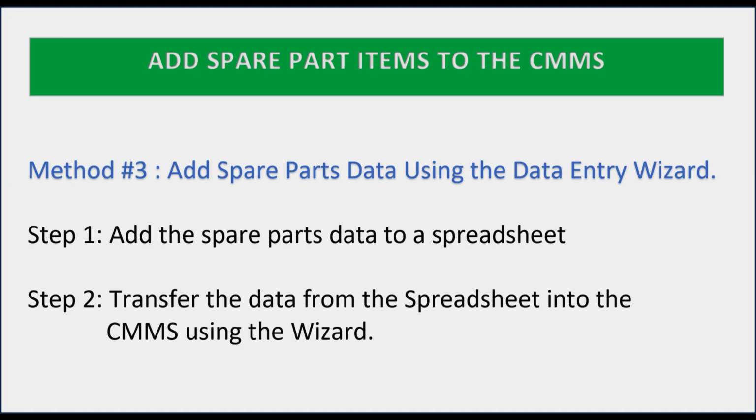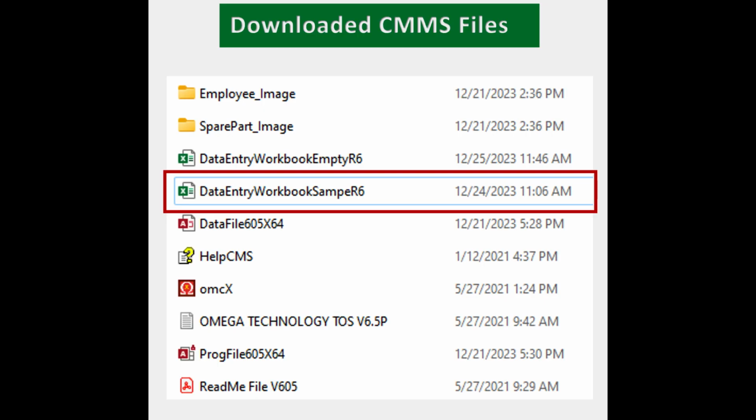Now for the final method number 3, adding spare parts data using the data entry wizard. This method involves 2 main steps. Step 1 is where you add the spare parts data to a spreadsheet, and step 2 is where you activate the wizard to transfer the data from the spreadsheet into the CMMS. Step 1, in this step we will add spare parts data to the spreadsheet. Begin by adding spare parts data into the Excel workbook included with your CMMS. This workbook is specifically formatted to work with the data entry wizard.